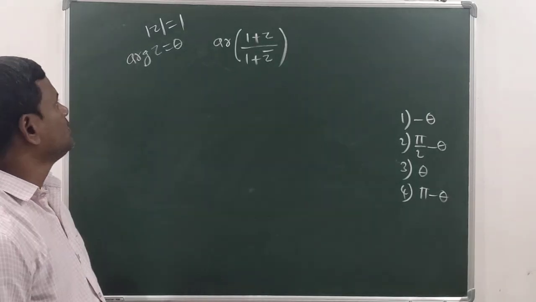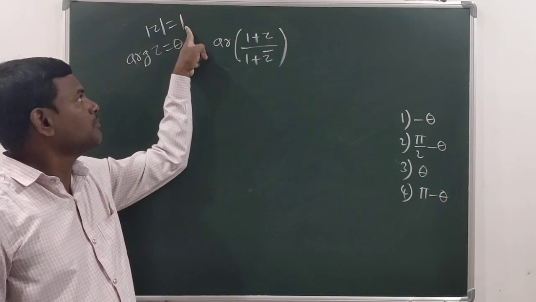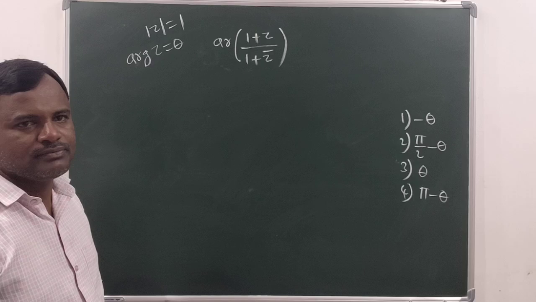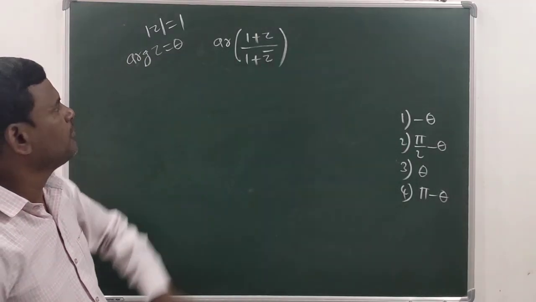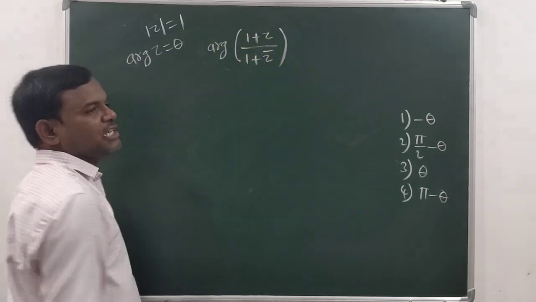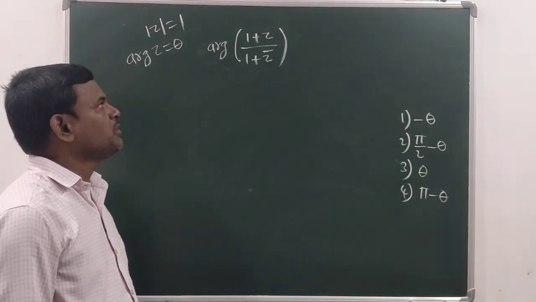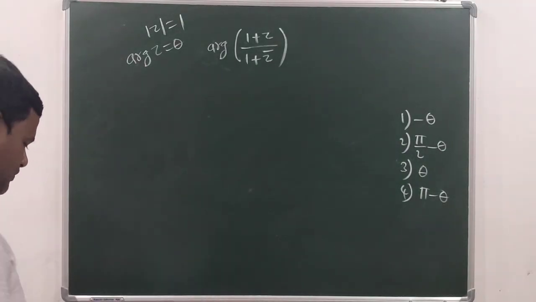Okay, a complex number with unit modulus, whose magnitude is 1 and whose argument is theta, is given. Then find the argument of (1 plus z) by (1 plus z bar). Okay students, then how do you do this question? Tell me.